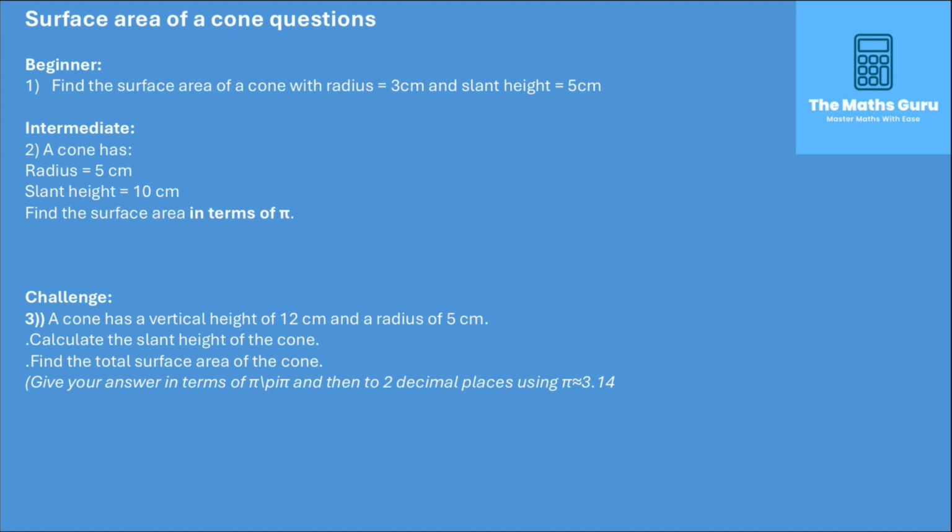So, to find the surface area of a cone with radius equal to 3 centimeters and a slant height equal to 5 centimeters, the best thing to do in these situations is obviously to just draw out the cone. So we are told that it has a radius of 3 centimeters and a slant height. This is our vertical height, our h, but we have our L equal to 5 centimeters.